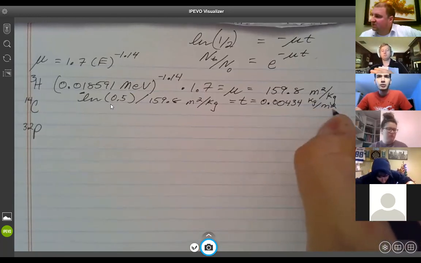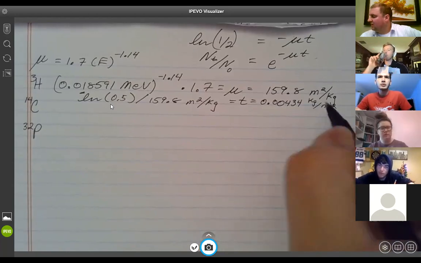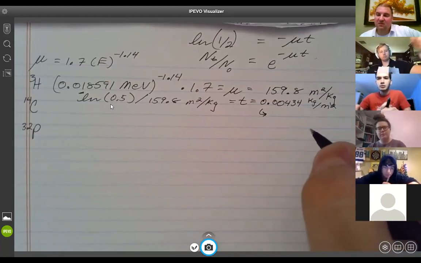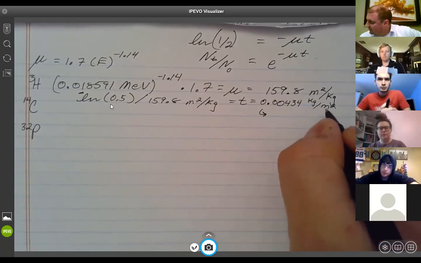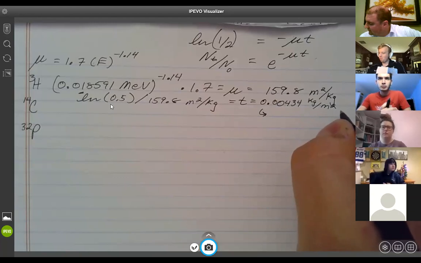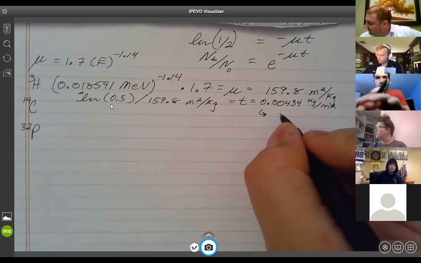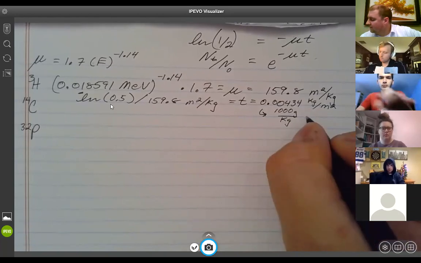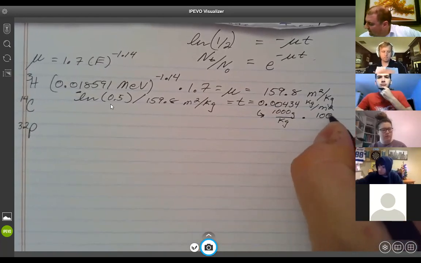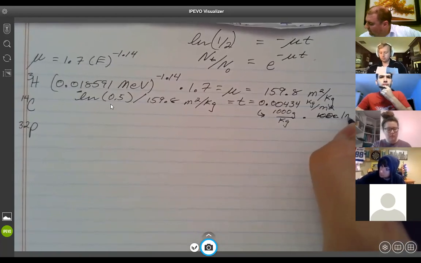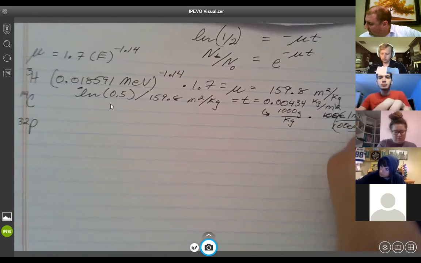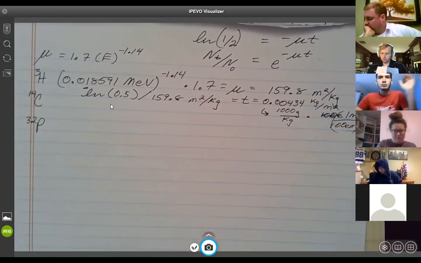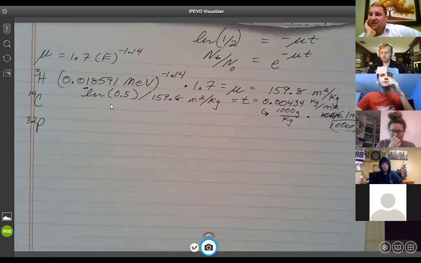The kilograms per square meter, if you wanted to change this to grams per square centimeter, you would multiply by 1,000 grams per kilogram. And you would multiply by 100 centimeter, no, other way around, 1 meter over 100 centimeters. But you square the whole thing. So you end up getting a really small number, which would be expected because these electrons are very low energy.